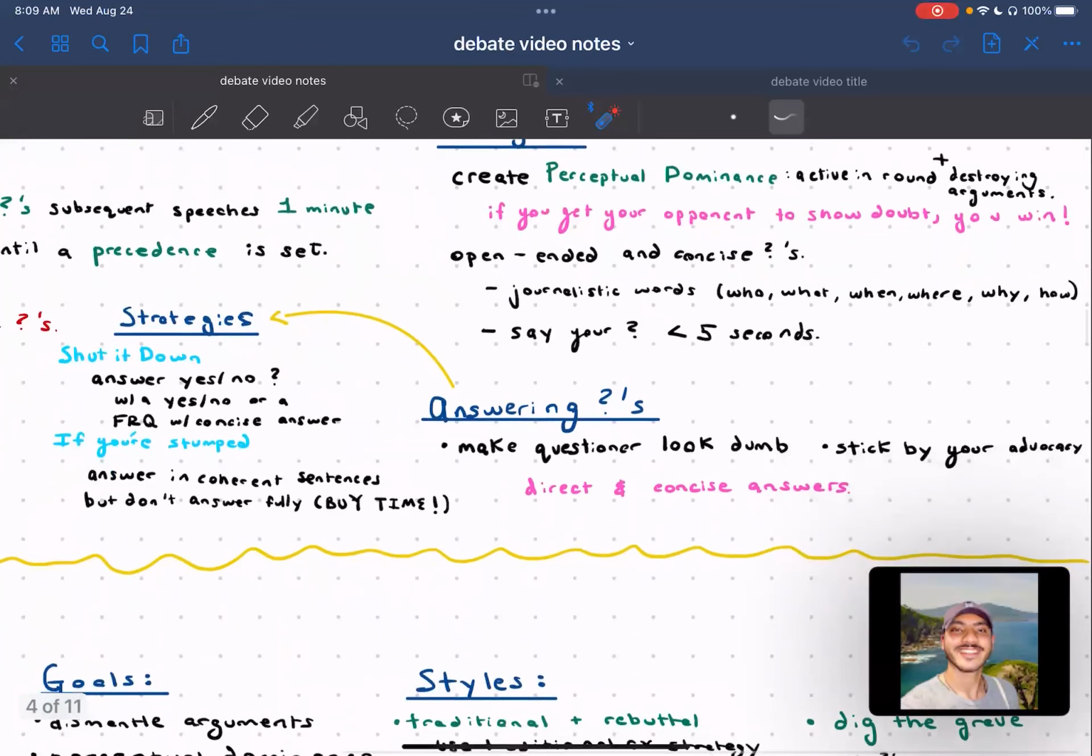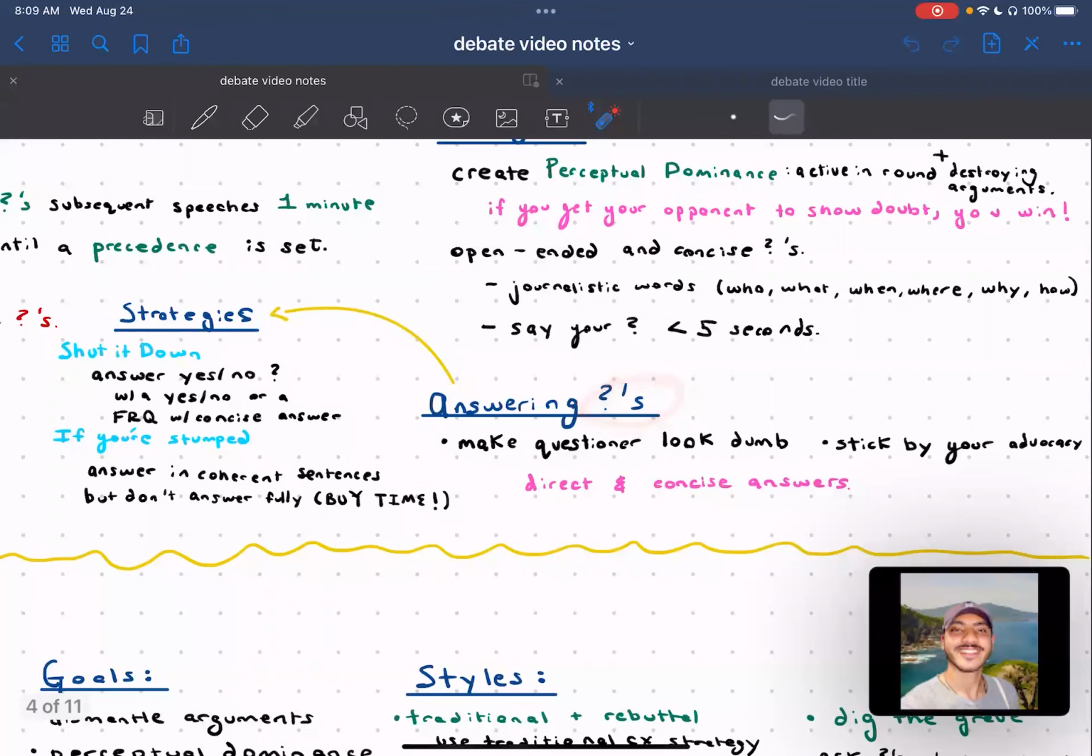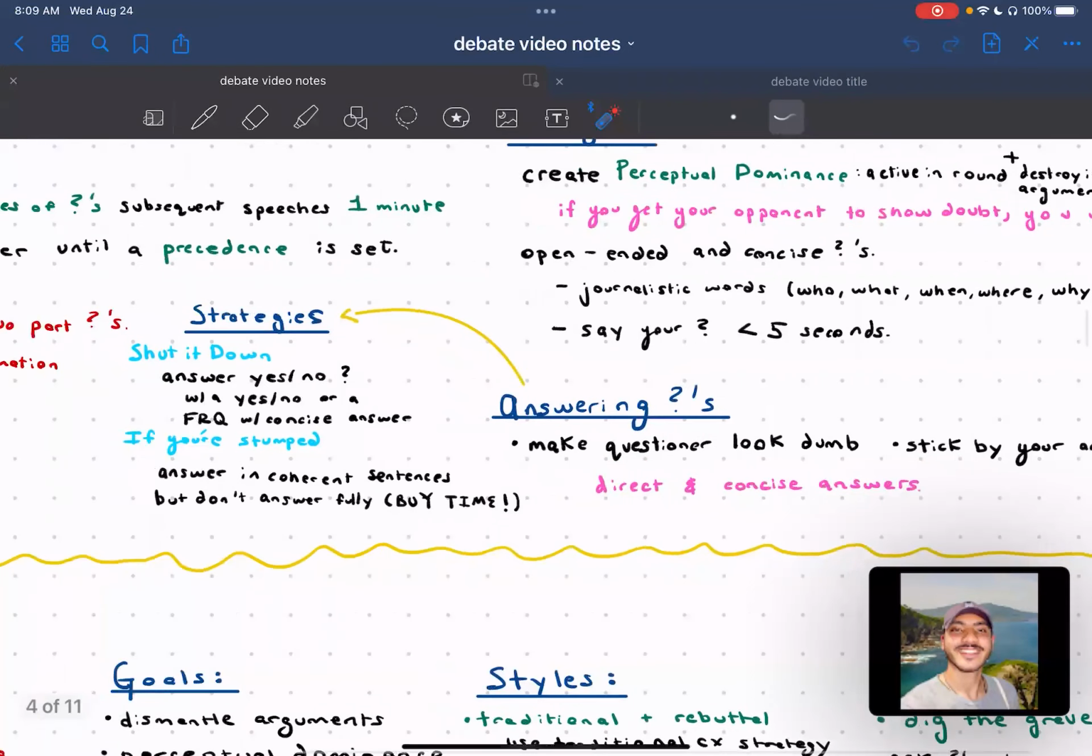But now that we've talked about asking questions, what about answering them? Well, the ultimate aim is to make the questioner look dumb, kind of the vice versa of the questioner's job. And you always have to stick by your advocacy. At the end of the day, you're just trying to give direct and concise answers. Don't lose your advocacy, because then that shows doubt, which means that you may have lost that cross-examination period. Just make sure you show confidence, answer the question as best as possible.